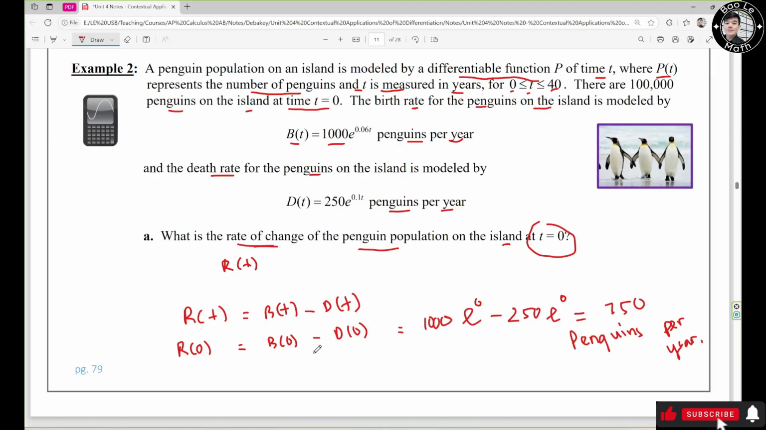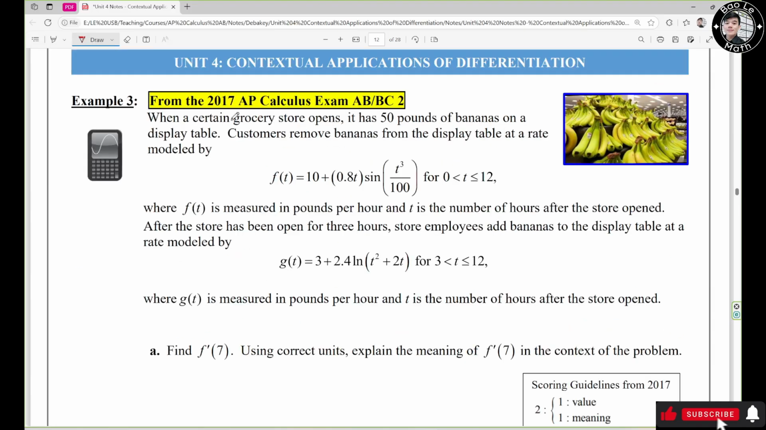Penguins per year. Now let's take a look at example number 3 from the 2017 AP Calculus exam AB and BC. Question 2. When a certain grocery store opens, it has 50 pounds of bananas on a display table. Customers remove bananas from the display table at a rate modeled by this equation, where f of t is measured in pounds per hour and t is the number of hours after the store opened.